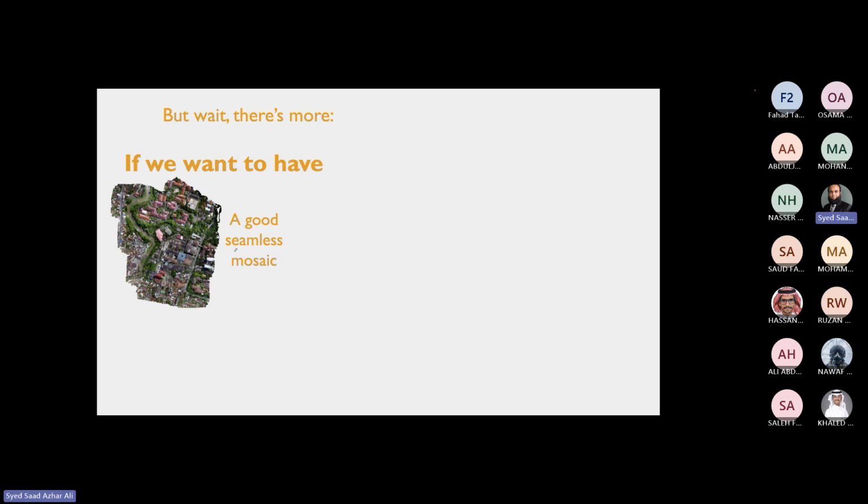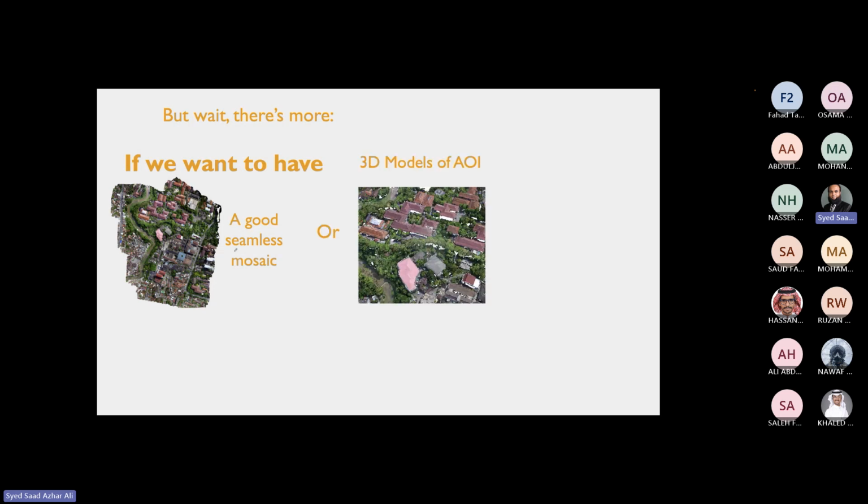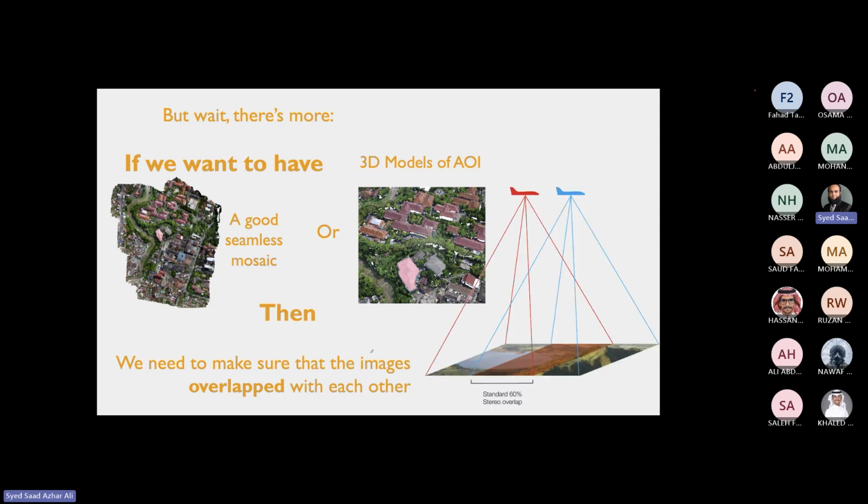So if you want to have a good seamless mosaic, or a 3D model of an area of interest, 3D model means it's not just a top view but a side view as well, we have to do something else, which is to have overlap. I talked about the overlap before. We need to have this overlap. Okay, and this overlap is basically like this.